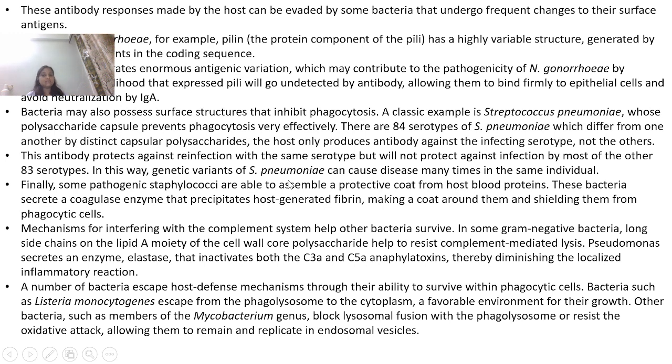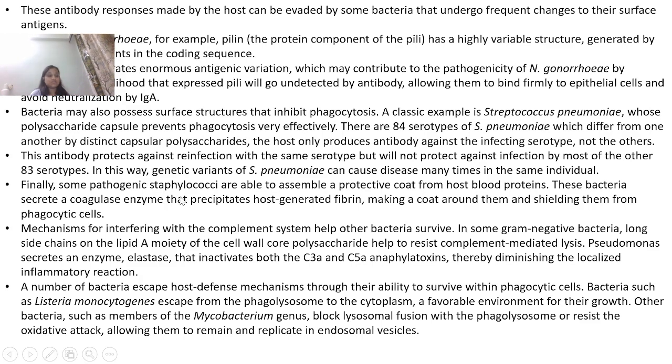Pneumoniae can cause disease many times in the same individual. So you can understand what 84 serotypes means. If one person is infected with 84 serotypes, that means antibodies will be generated 84 times. Otherwise, if there was only one serotype, then one antibody can detect reinfection, but not the infection of a new serotype.